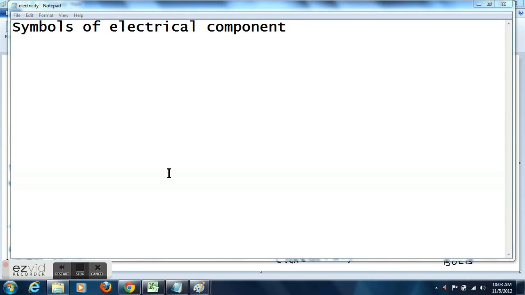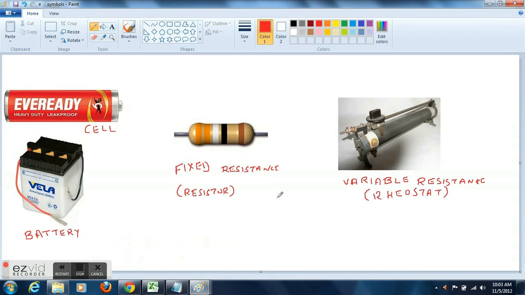Welcome to the next tutorial on electric current. In this tutorial, I am going to discuss symbols of electrical components.